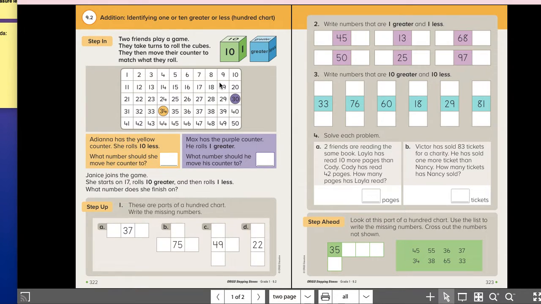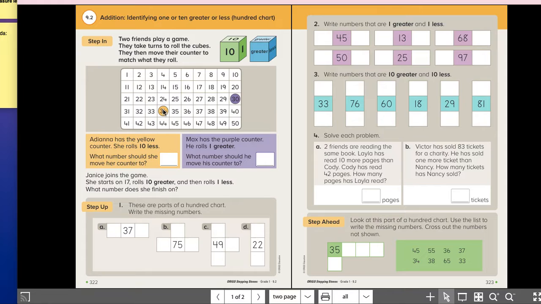But we've been working on this. A lot of you have been working on this in ST Math and GG. We talked about this a little bit in class, but here we go. Two friends play a game. They take turns to roll the cubes. Then they move their counters to match what they roll. And so this person rolled 10 greater. Adriana has the yellow counter. She rolls 10 less. What number should she move her counter to?